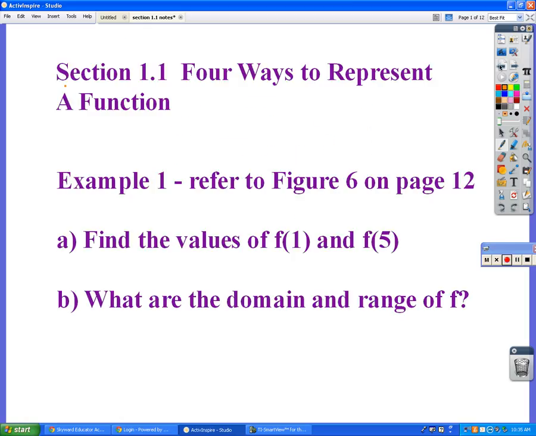So will you go to figure 6 on page 12 and try to answer this on your own. We came up with this a little bit in our review already, so this should be super simple. Find out what f of 1 and f of 5 are, and also what the domain and range of that function in figure 6 are.